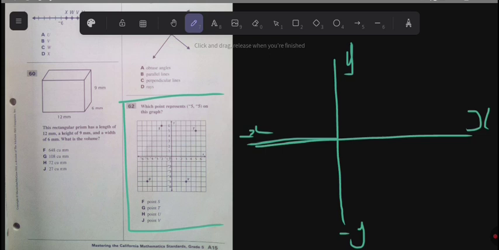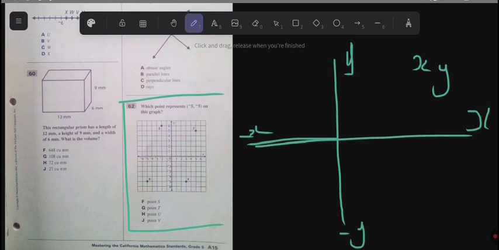Now, if you want to write the points of a graph, you will have to write the x before you write the y. The point x before you write the point y. Are you getting it now?